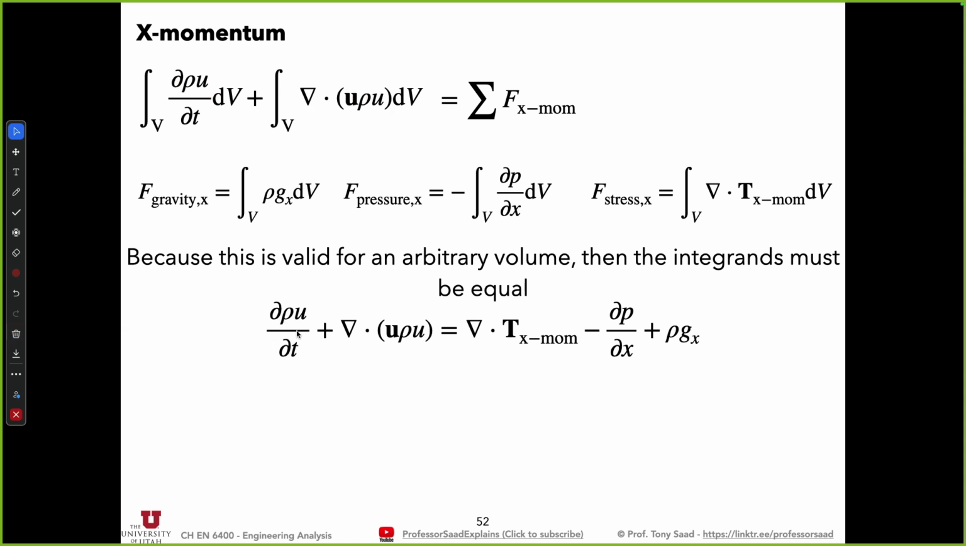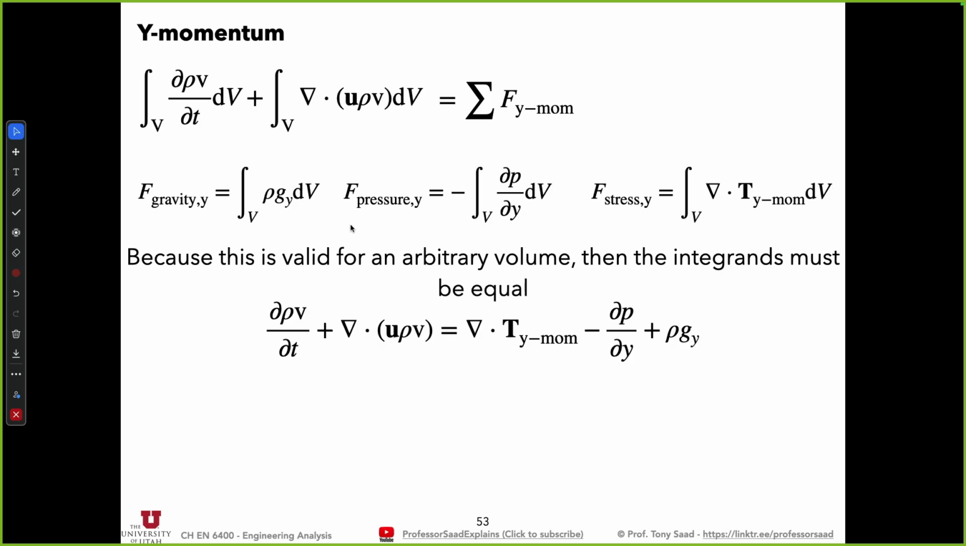Okay, and that's partial rho u by partial t plus div of u rho u equals div of the diffusive flux of x momentum. We don't know what that is yet. We're getting there, but it just gives us the nomenclature, minus the pressure gradient in the x direction, plus rho gx, the gravitational contribution in the x direction, for x momentum. Okay, so that's our differential x momentum equation.